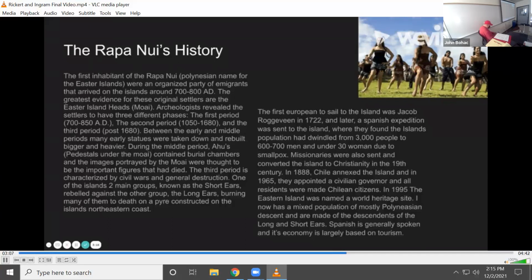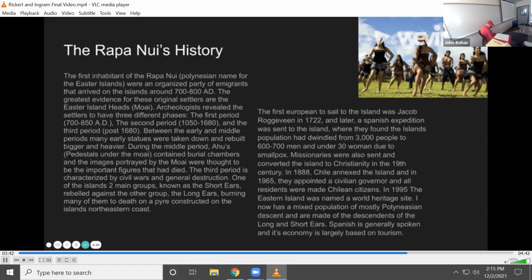One of the island's two main groups, known as the Short Ears, rebelled against the other group, the Long Ears, burning many of them to death on a fire constructed on the island's northeastern coast. The first European to sail to the island was Jacob Roggeveen in 1722, and later a Spanish expedition was sent to the island, reducing the island's population to 600 to 700 men and under 30 women in just 12 months. Missionaries were also sent and converted the island to Christianity in the 19th century.